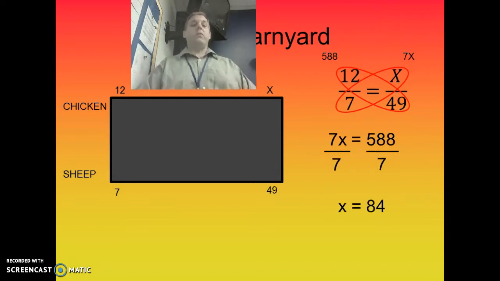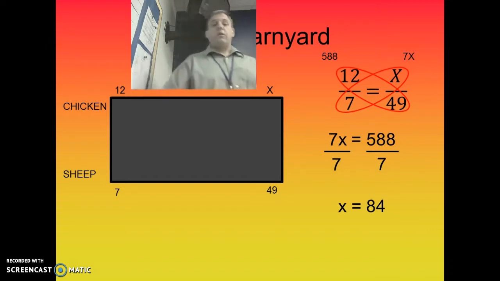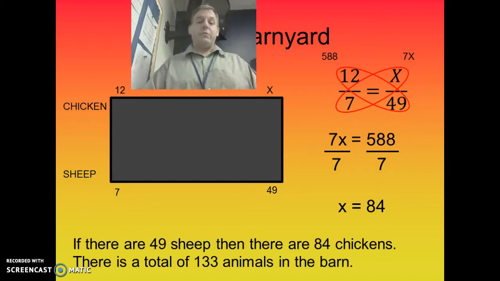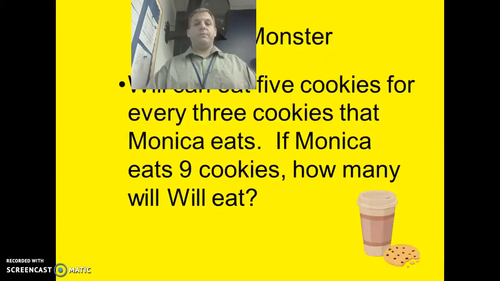So there are 84 chickens. But I'm not done, because the question was not how many chickens are there, it was how many animals. So now I have to add 49 and 84 to get 133. Again, I think most of us did this one in class.